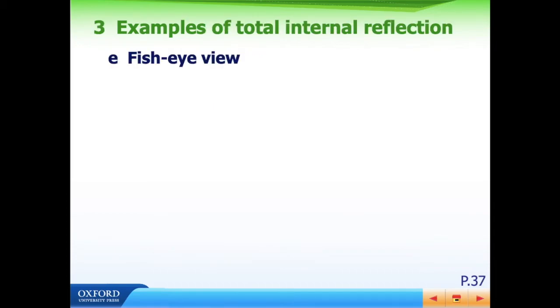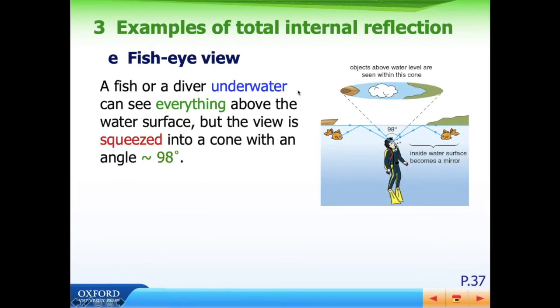Moving to the next example, fish eye view. This will be the last example for phenomena that make use of the concept of total internal reflection of light. What is a fish eye view all about? A fish or a diver underwater can see everything above the water surface, but the view is squeezed into a cone with an angle of approximately 98 degrees.